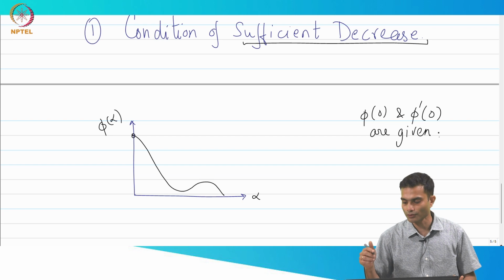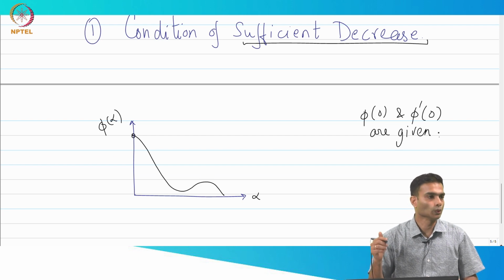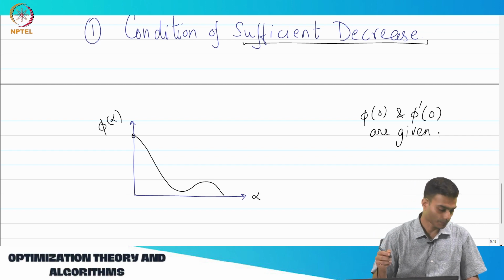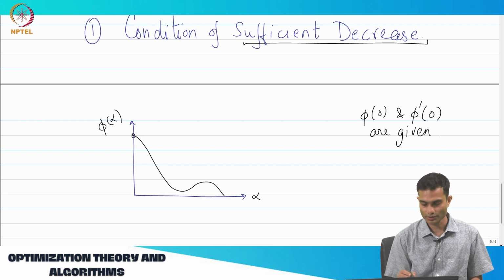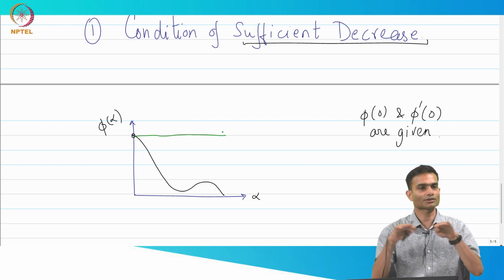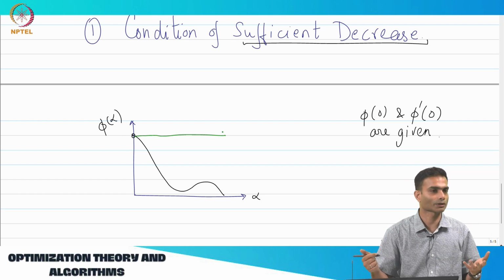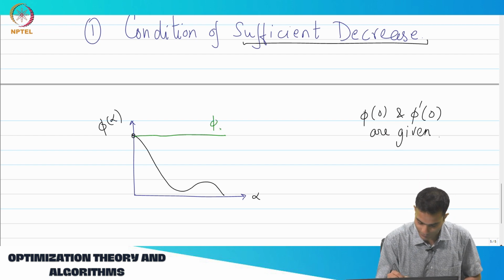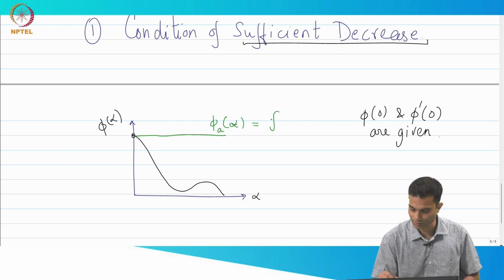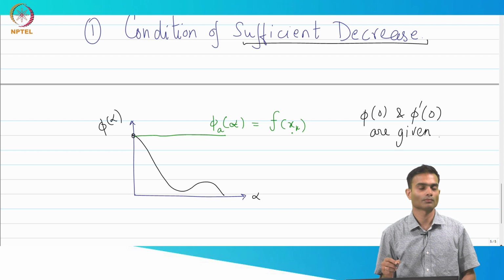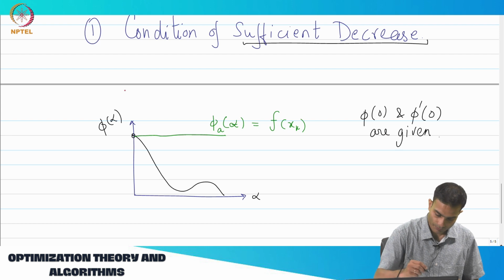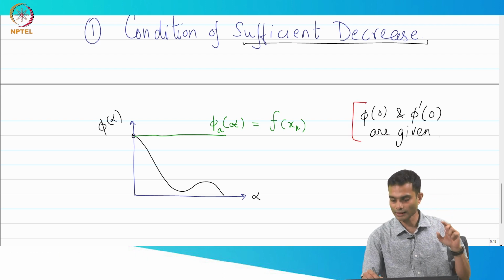So you are given phi 0, phi prime 0, what is the best that you could do? If you were only given phi of 0, what you could say is you could draw a function like this, which is basically a straight line, a constant function value. It's like the 0th order approximation of a function, right. So let's call this phi a, and phi a of alpha is nothing but a constant, f of xk, right. Now the other thing that you could do is, based on this and this, can I construct a model?